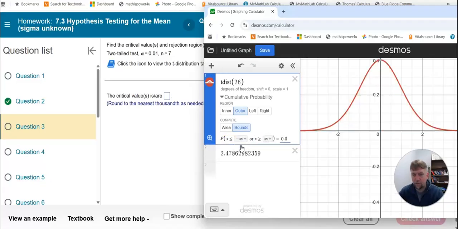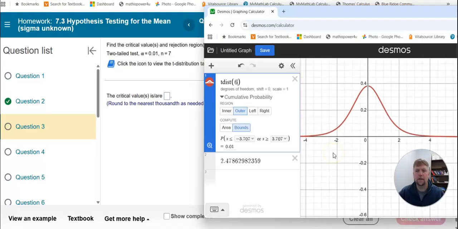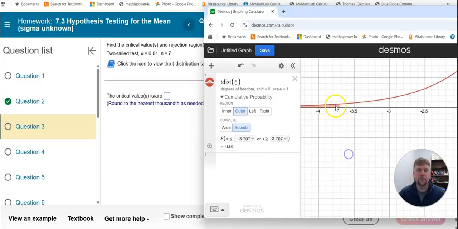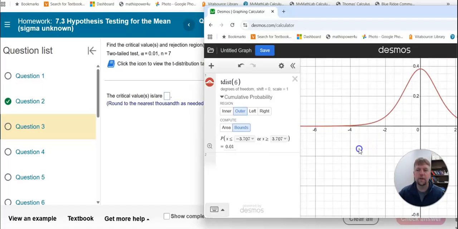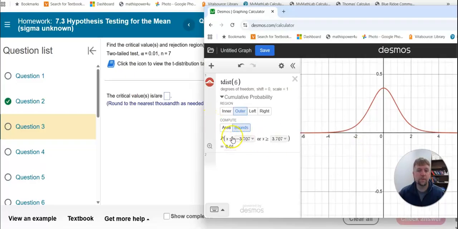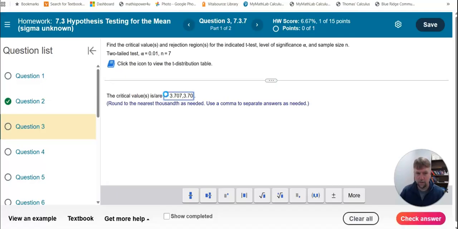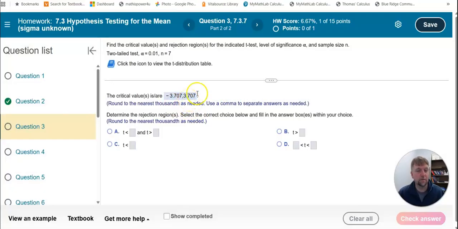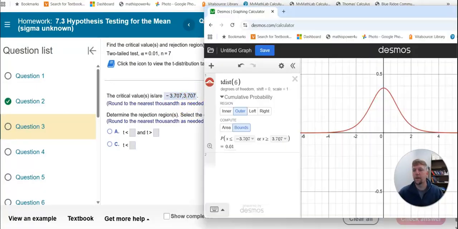Alpha is typically a small number. It's 1 minus the confidence level, so it's a very small number in this case. Make sure you get your degrees of freedom right. Our degrees of freedom here is just going to be 6. Because it's a two-tail test, there are 2 critical values. Again, I have to zoom way in for you to see it because they're so close to the t-axis. But there are these 2 numbers right here: negative 3.707 and positive 3.707. Make sure you put the commas in there. If you don't, it'll mess those up.